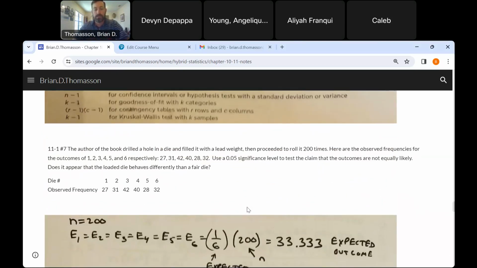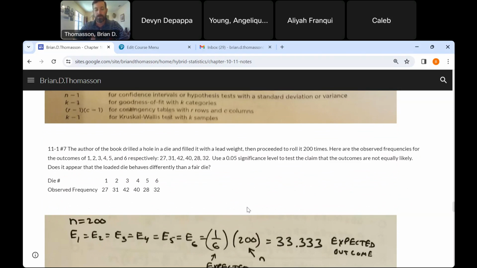All right, so let's see an example of this. It says an author of the book drilled a hole in a die and filled it with a lead weight, then proceeded to roll it 200 times. Here are the observed frequencies for the outcomes: 1, 2, 3, 4, 5, 6. He used a 0.05 significance level test to claim that outcomes are not equally likely. Does it appear that the loaded die behaves differently than a fair die?